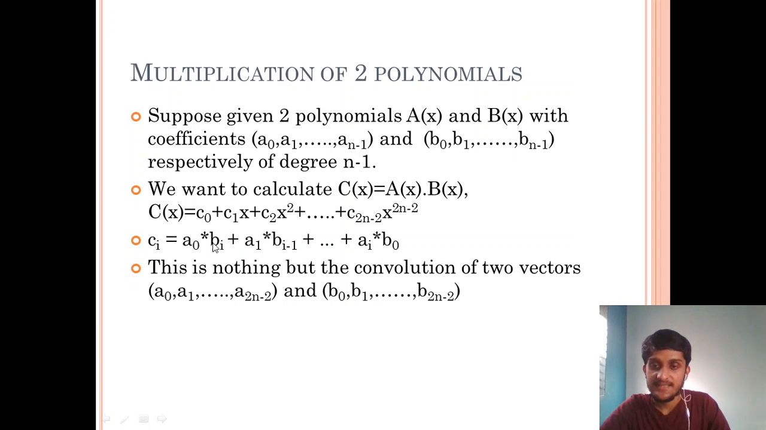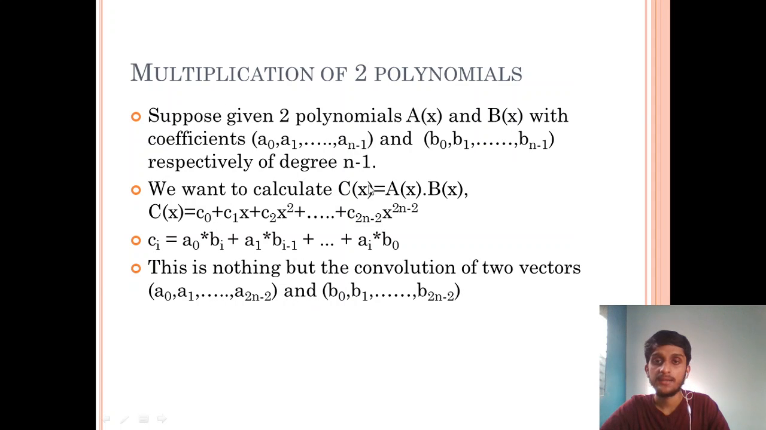If you look closely, this is nothing but the convolution of the two vectors A and B, right? Here I have said that there are n coefficients of A and n coefficients of B, but for computation of C we require 2n minus 1 coefficients. So we need to pad A and B with zeros to 2n minus 1 coefficients. So this is nothing but the convolution operation.